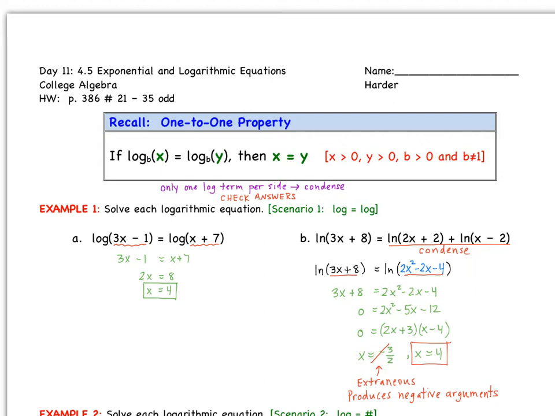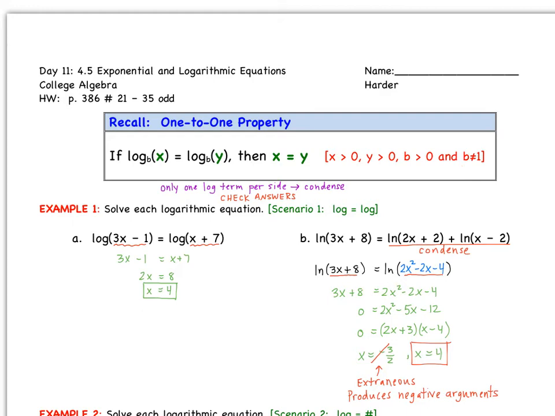So let's just recall the one-to-one property, meaning if I have log base b of x equals log base b of y, since I have log equal log and the bases are the same, we can zoom in and say those arguments are equal, so long as each argument is positive and each base is positive and the base cannot be 1.